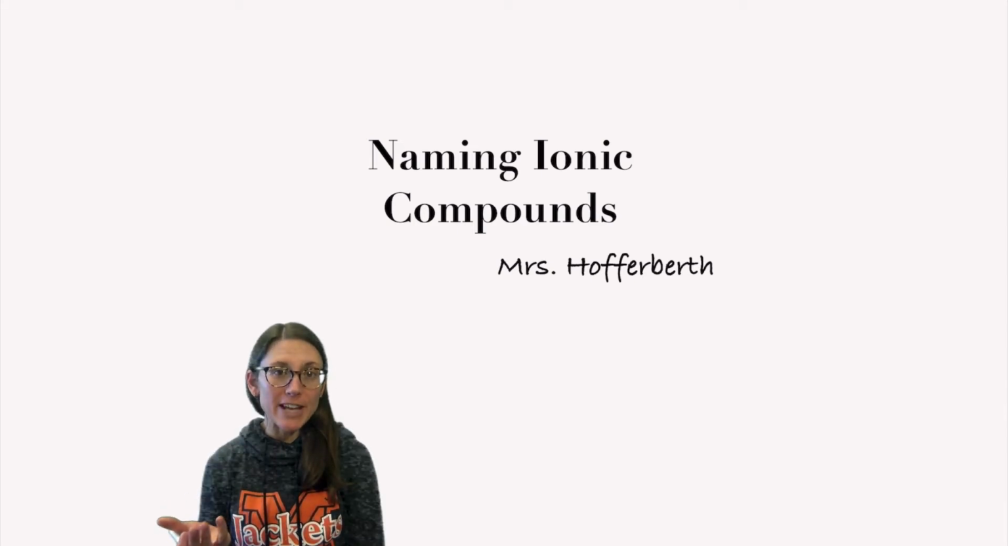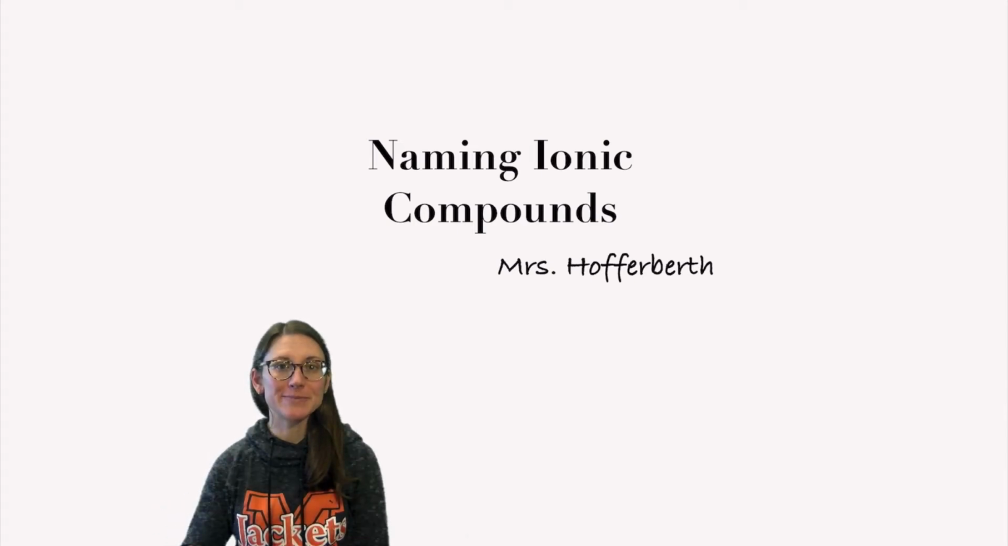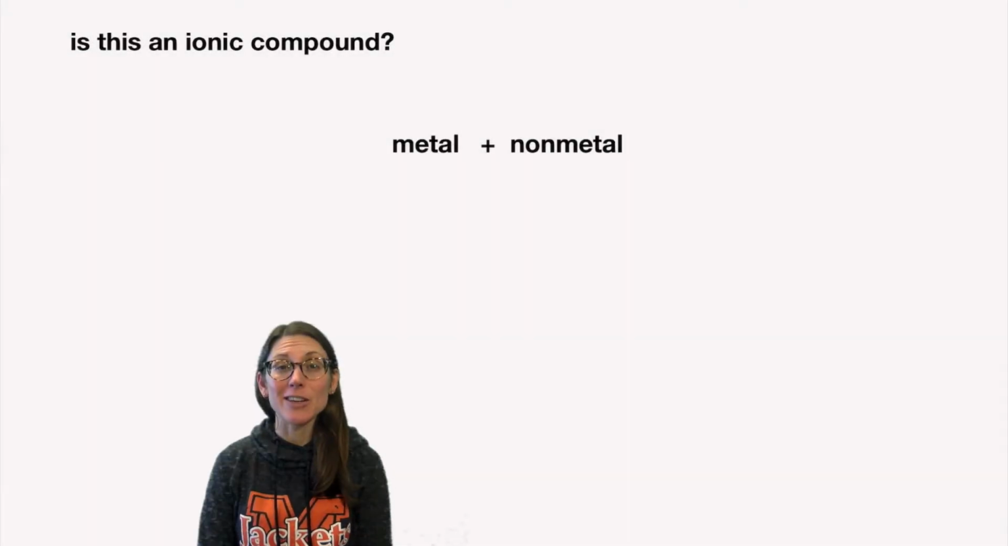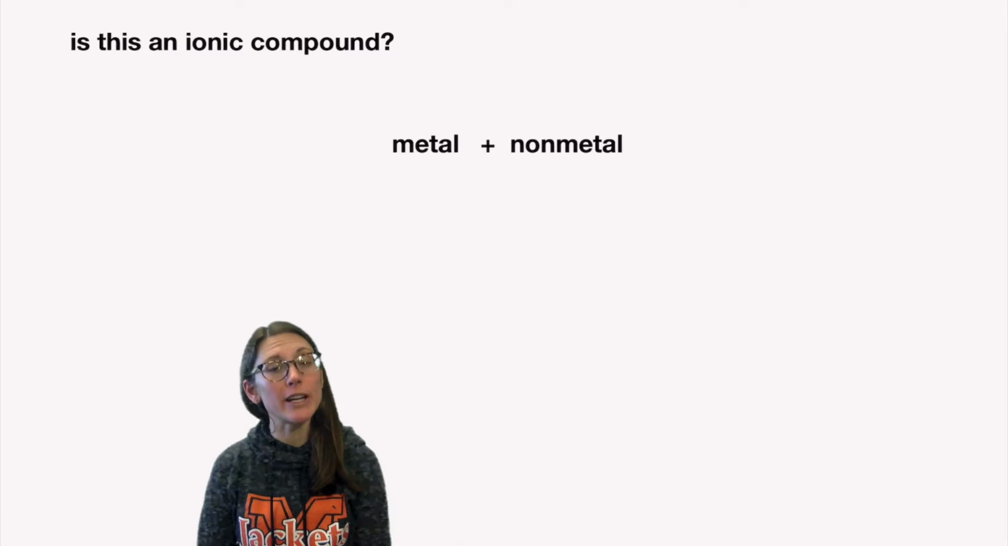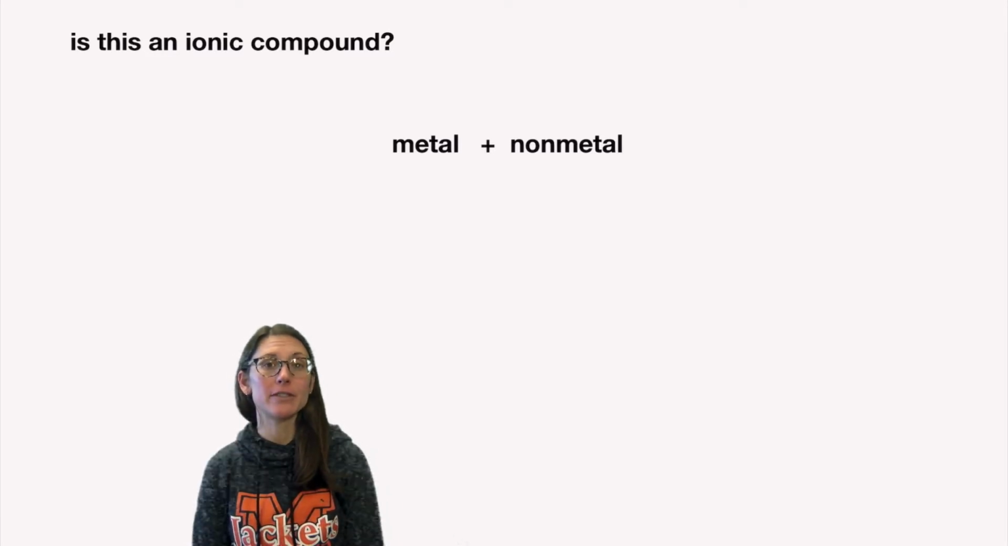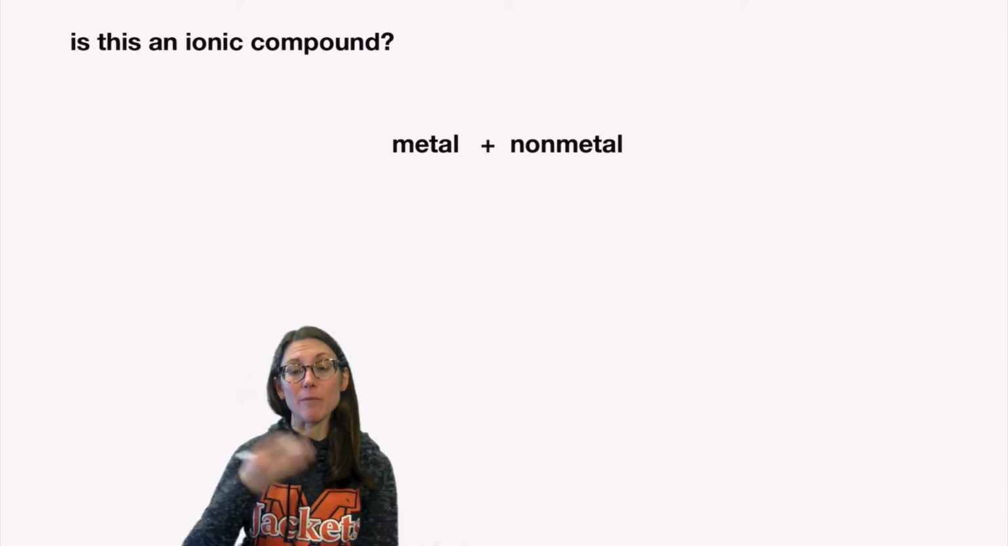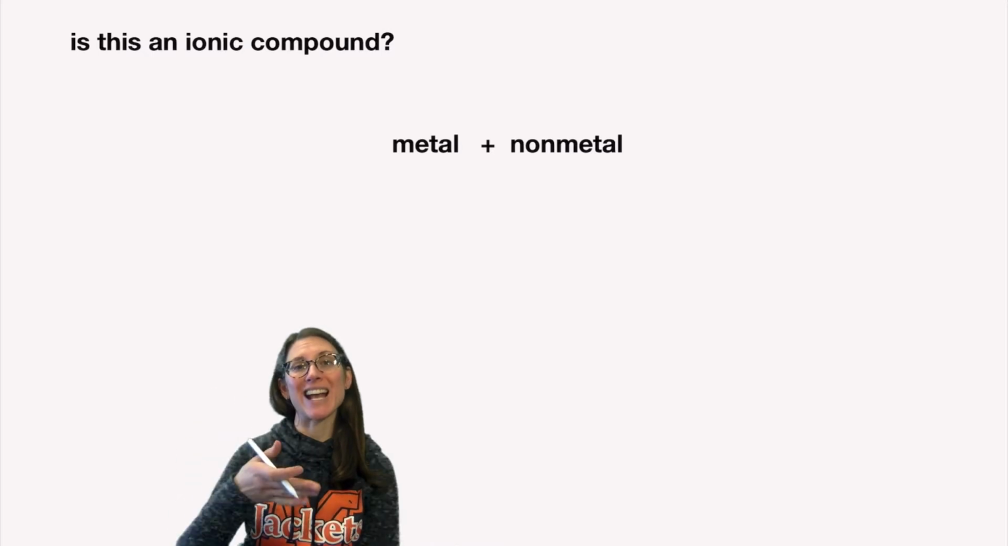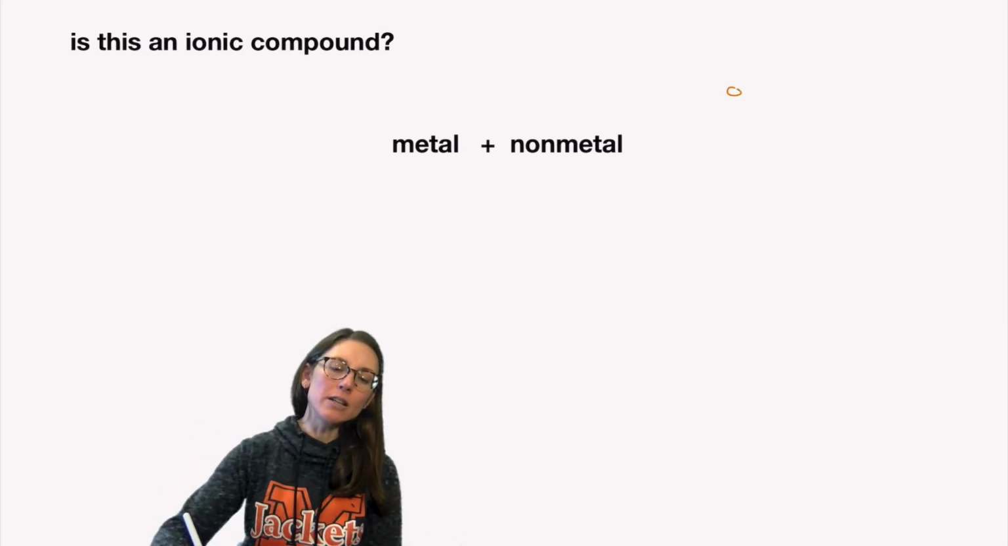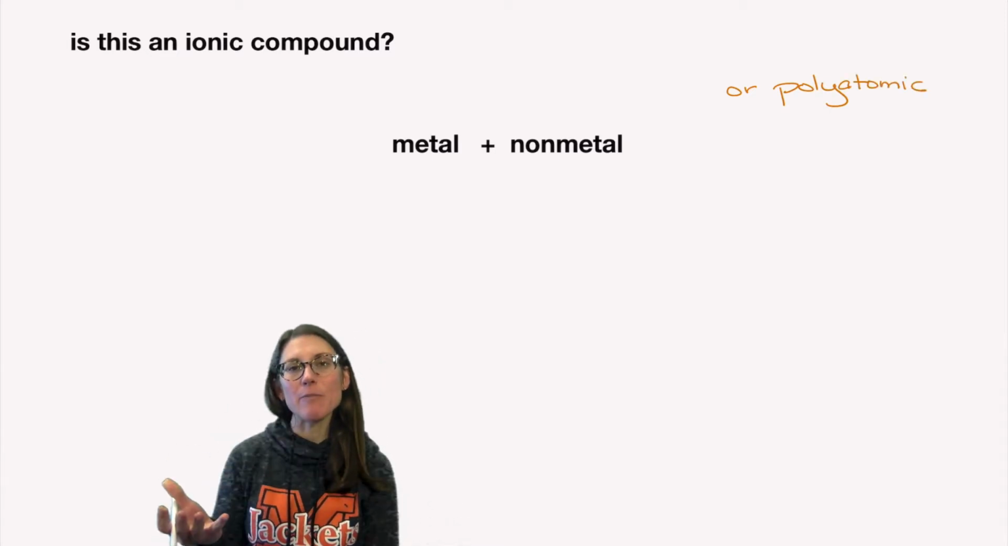Everybody, let's talk about naming ionic compounds. Okay, the first thing is you can't name an ionic compound if it's not an ionic compound. So I need you to be able to recognize when you have an ionic compound. An ionic compound is made of a metal and a nonmetal because we have to have a cation and an anion. Or you can have a polyatomic ion present because that takes care of that whole charged particle thing. So you have to have a metal and a nonmetal.